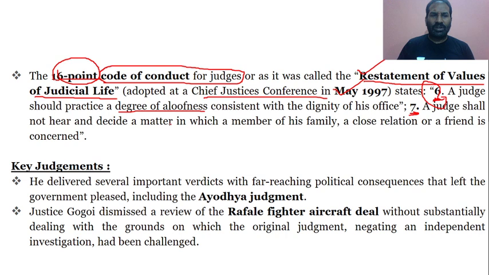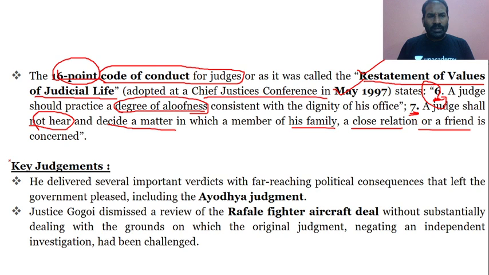And then the 7th point talks about how a judge shall not hear and decide a matter in which a member of his family, a close relation or a friend is concerned. So in this 7th point, a judge shall not hear and decide a matter in which a member of his family, a close relation or friend is concerned.